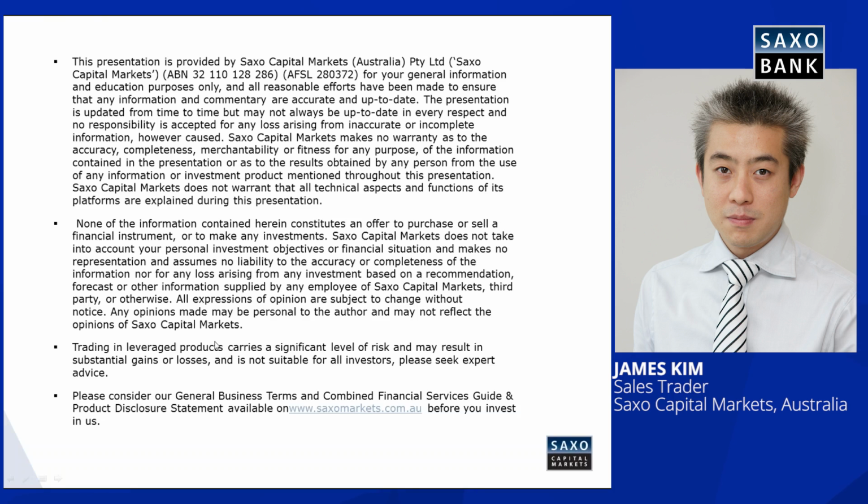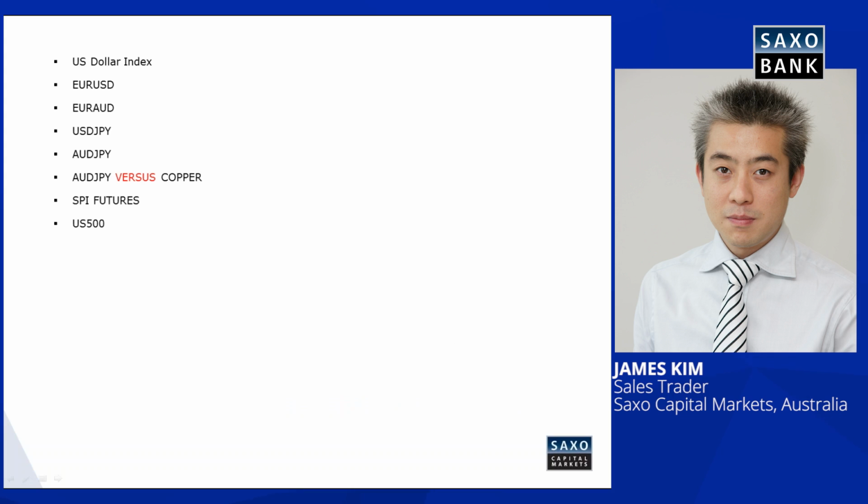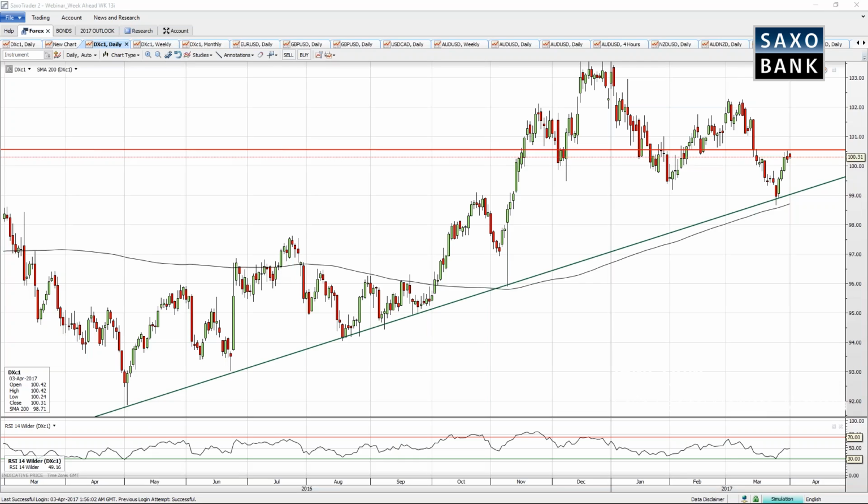It's week 14. James Kim here, sales trader based in Australia, presenting to you live from Asia Pac. This week we are going to be looking at the US dollar index, levels over the euro dollar. We'll also look at the euro Aussie, followed by the dollar yen. We'll also look at the Aussie yen and an interesting correlation between Aussie yen versus copper. In terms of indices, we'll look at the SPI Futures followed by the S&P 500.